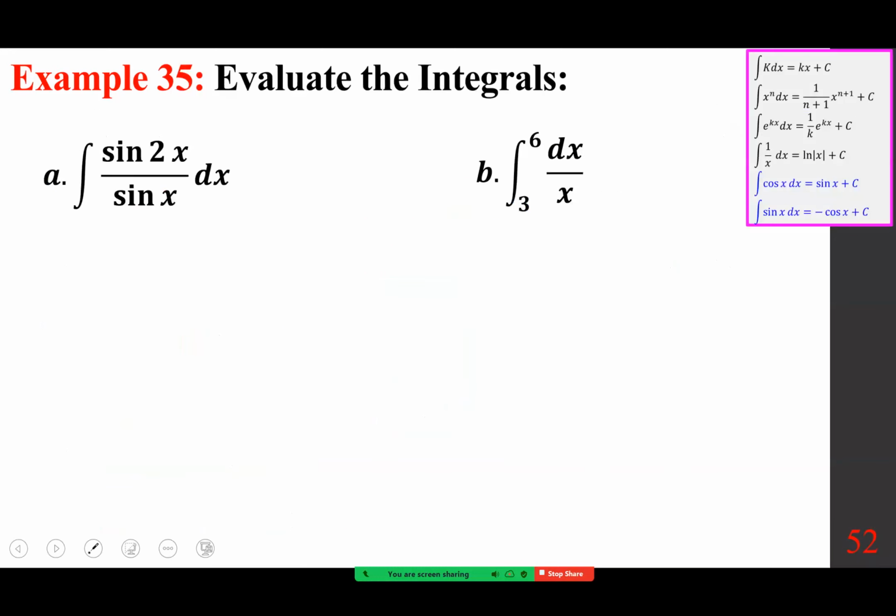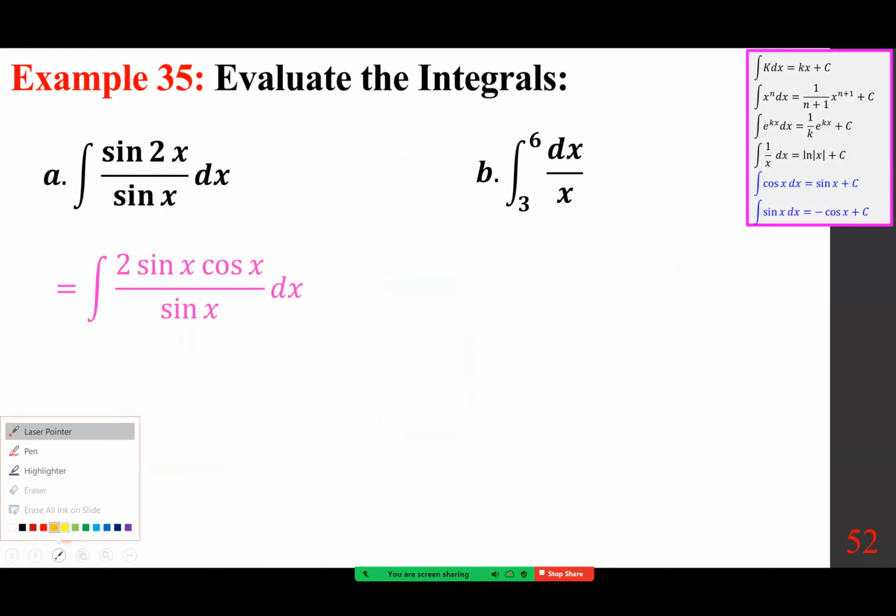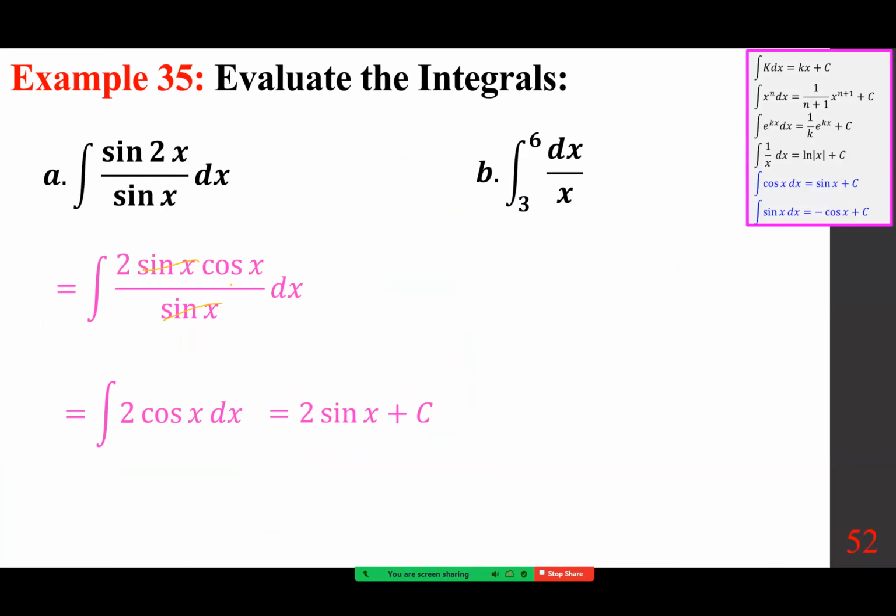The integral of sine 2x over sine x dx, there are different ways of approaching it. The best course of action is to replace sine 2x with 2 sine x cosine x. Remember sine of 2 alpha, right? And these two cancel each other. We get 2 cosine x dx. You know the derivative of cosine is negative sine, but the integral of that is positive. So positive 2 sine x plus a constant. And again, we have it here.